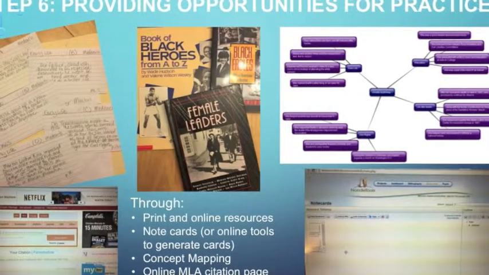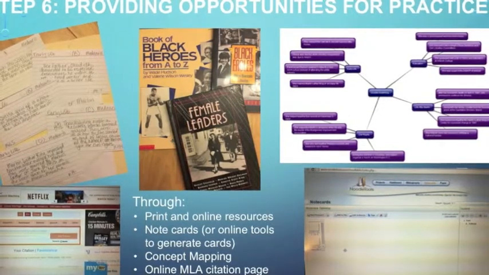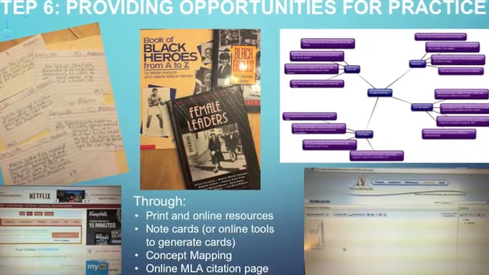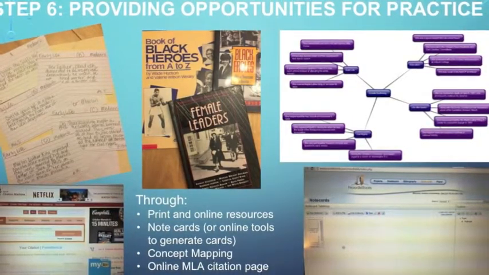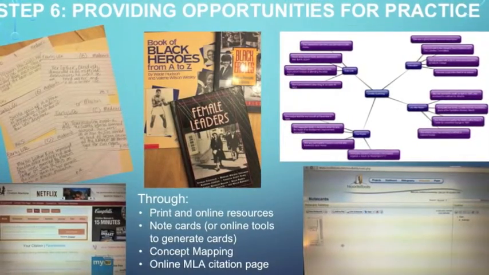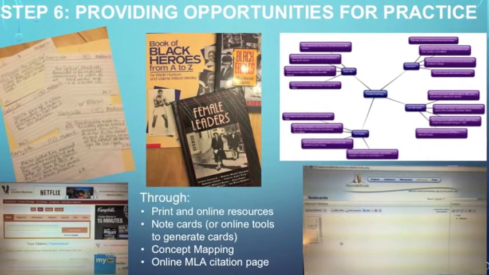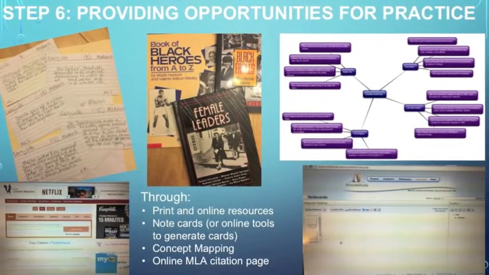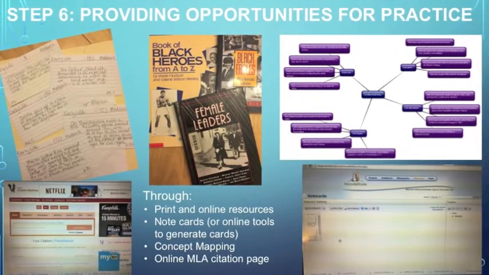Once guidelines have been established, it will be important to provide opportunities for practice. This can be accomplished through using print and online resources, taking notes on either note cards or using online tools like NoodleTools to create note cards, categorize them, and even use them in an outline. Concept mapping is another tool that can organize information, and using a website like Citation Machine can help them generate their own citations.